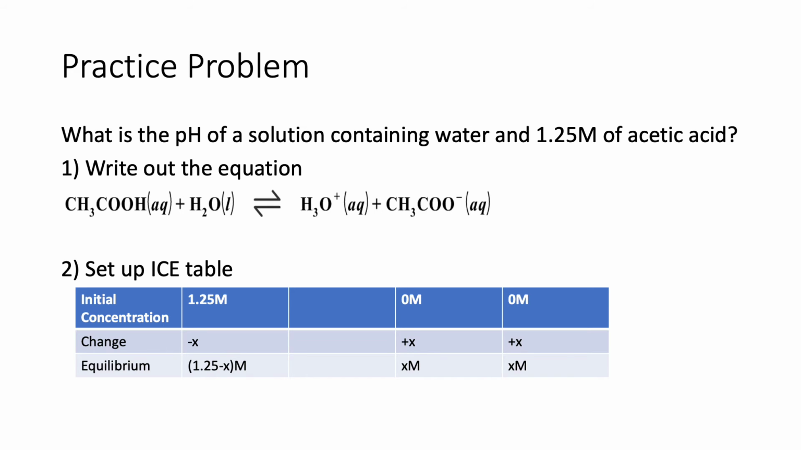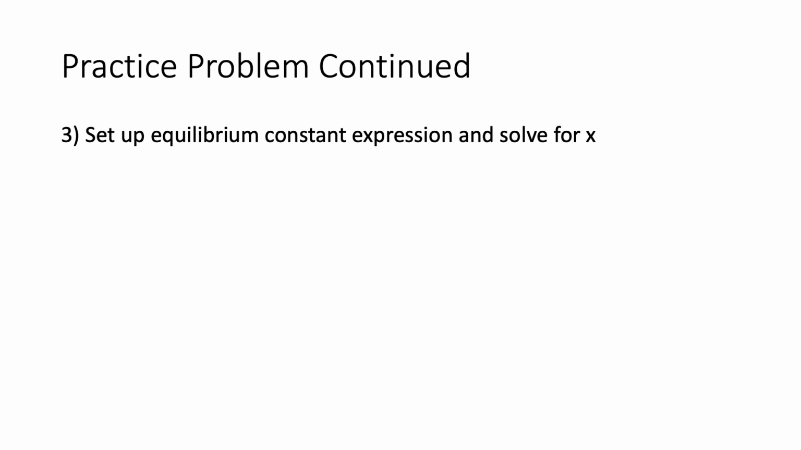This will leave us with final equilibrium concentrations of 1.25 minus X moles per liter for the acetic acid. We don't need to worry about the water again. And the hydronium and acetate will each have X moles per liter for their concentration at the equilibrium. Our next step is to set up an equilibrium constant expression and solve for X. We know that our equilibrium constant is equal to the concentration of the products divided by the concentration of the reactants. So we have the concentration of acetate multiplied by the concentration of hydronium, all divided by the concentration of acetic acid. And we ignore water because it is in its liquid form.